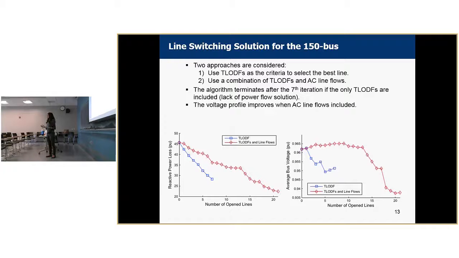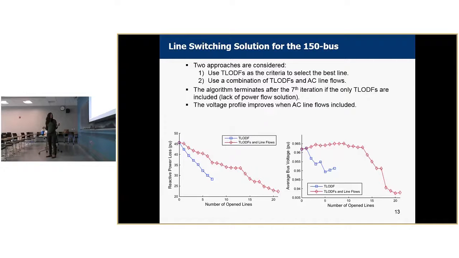So we consider 2 scenarios. In the first one, we only use the TLODFs as the selection criteria. That would be the blue line in both figures. And in the second approach, we use a combination of TLODFs and the AC line flows as our selection criteria. On the left, you see the total reactive power loss as a function of the number of lines that you open. And on the right, you see the average bus voltages.